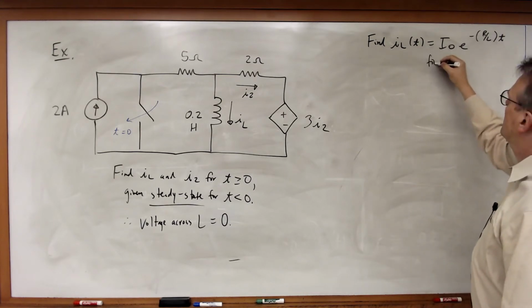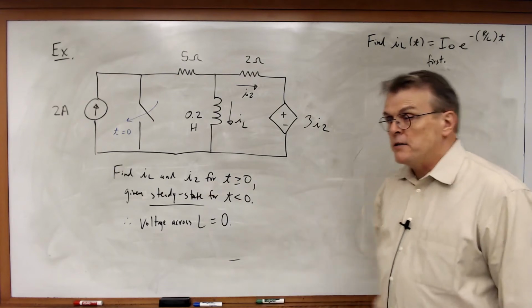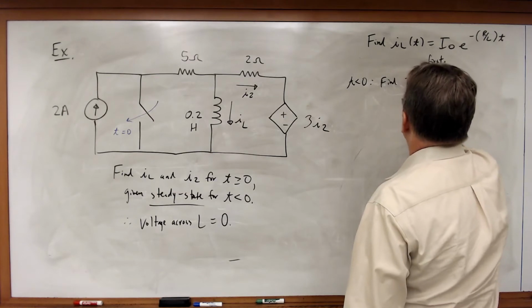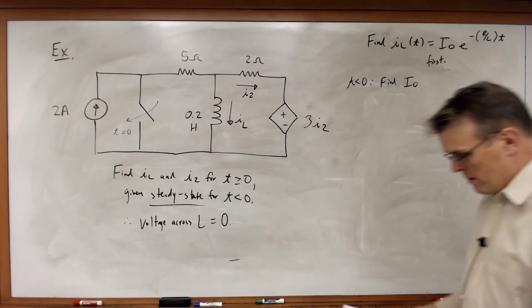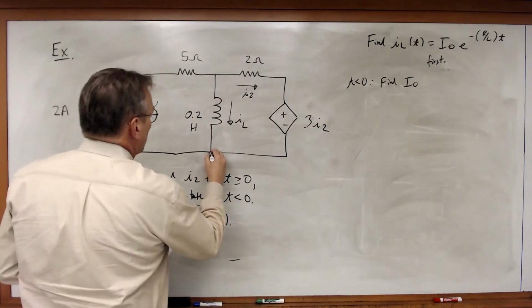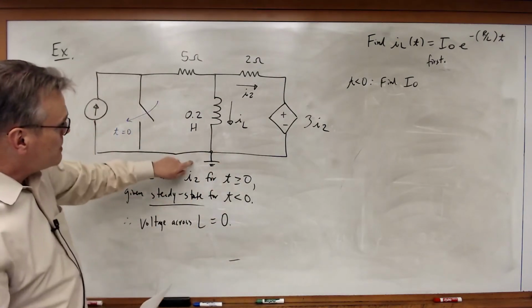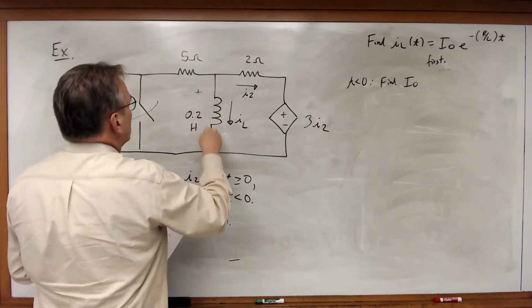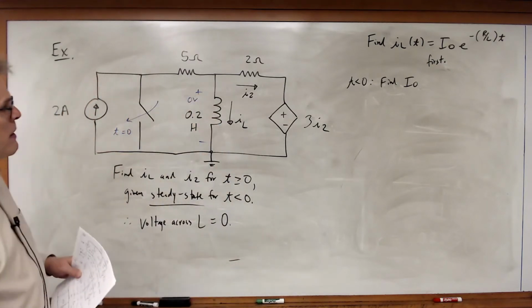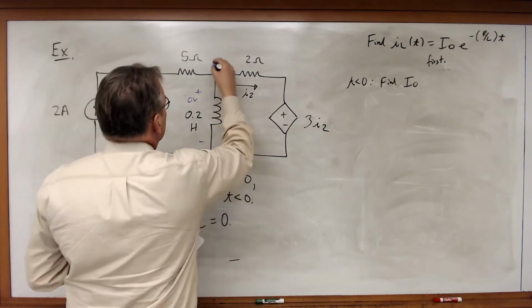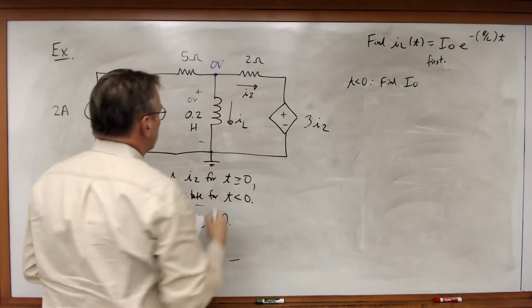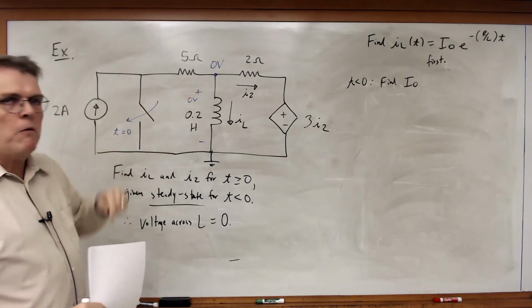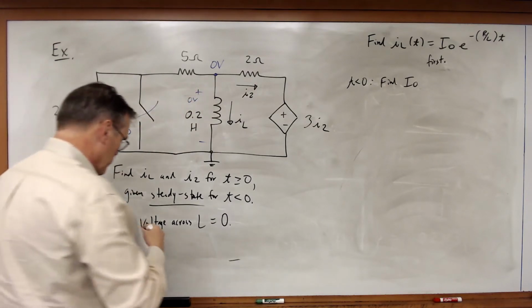So find this first. Then we're going to find I2. For t less than 0, let's find the initial condition, I0. In this case, I'm going to ground this node. If I ground this node, and I know that I've got 0 volts across my inductor, then that means I've got 0 volts at that node. So this is not really a defined node, but we know what the voltage has to be. So that's useful to us.